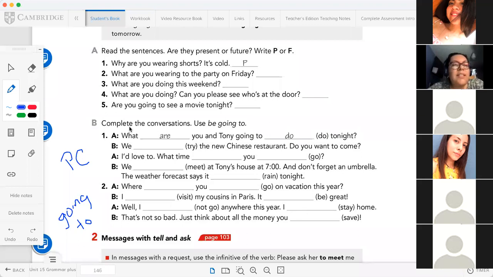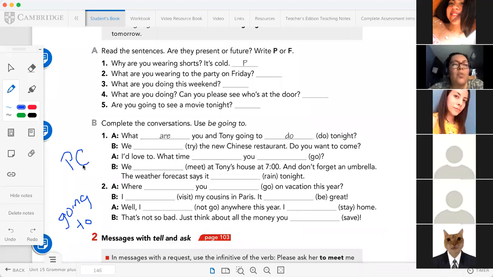And here we have complete the conversations. Remember, conversation 1, present continuous, conversation 2, going to, and you are going to help me complete this. Let's see. Number 1. What are you and Tony going to do tonight? Taking into account our new rule, it would have been something like, what are you and Tony doing tonight? All right. So what is the answer?